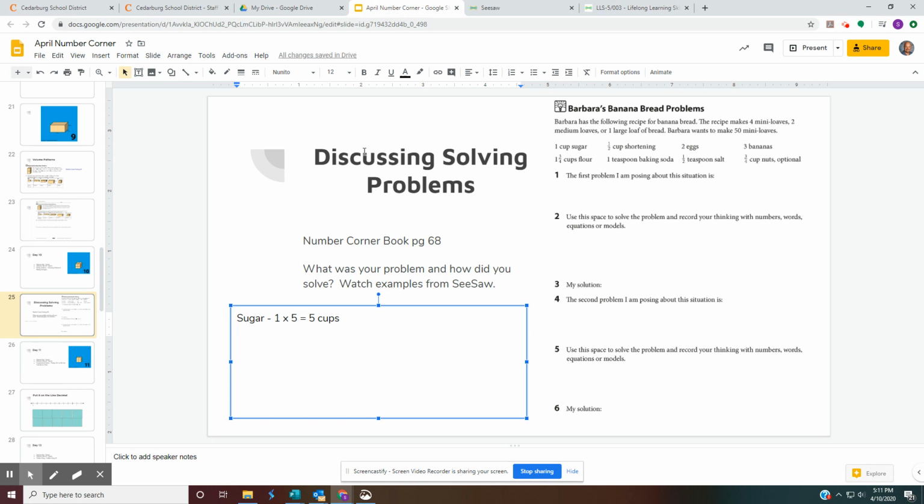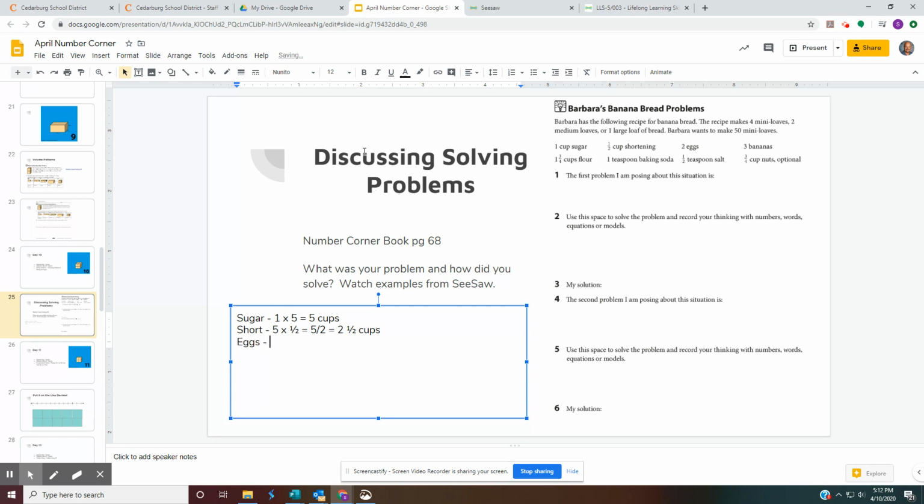Now for shortening, here I'm just going to put short. We need to have 5 times a half a cup. Now remember, when we multiply 5 by a half, that's really 5 over 1. So 5 is my numerator. We go 5 times 1 is 5. And then we put the 2 on the bottom, which equals 2.5 cups, right?